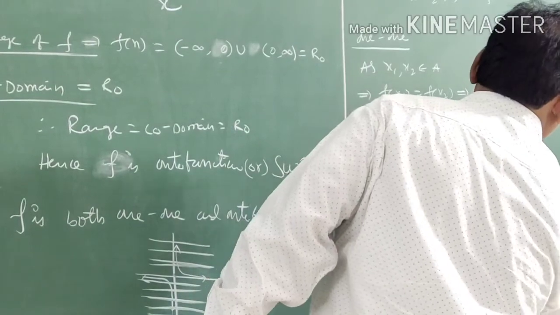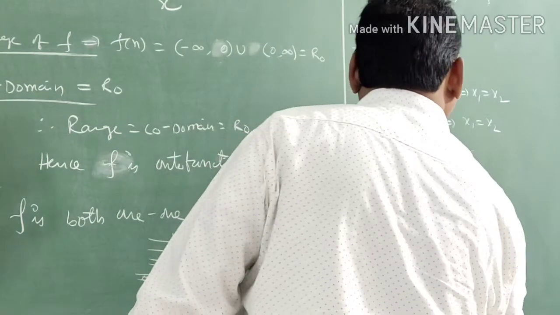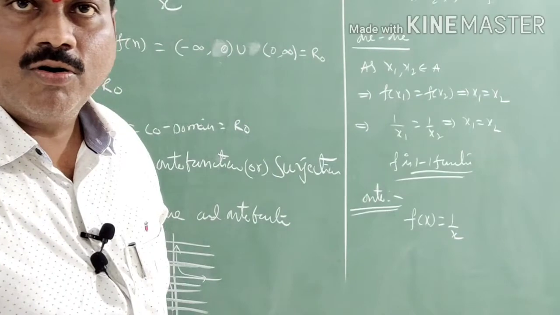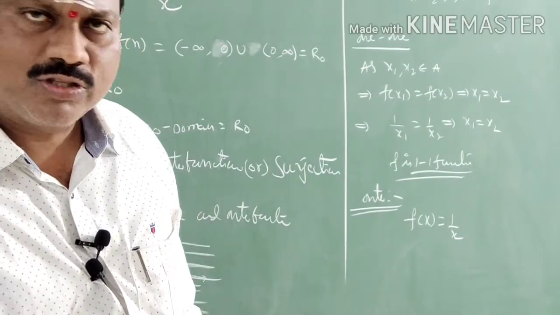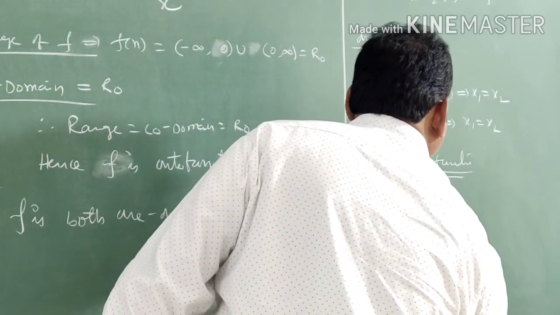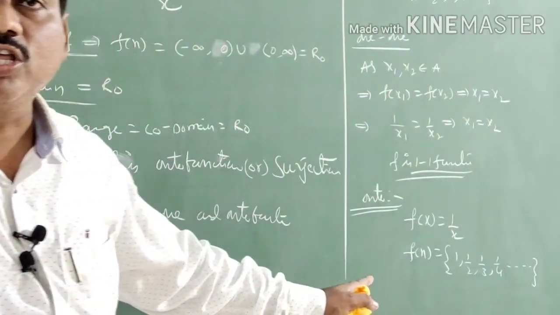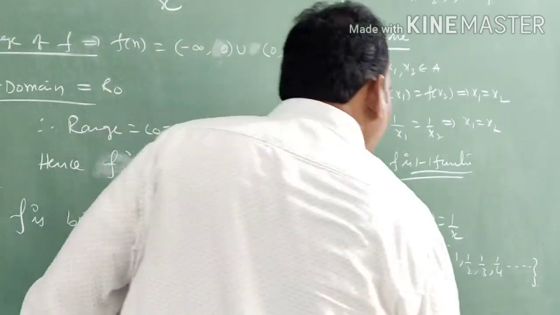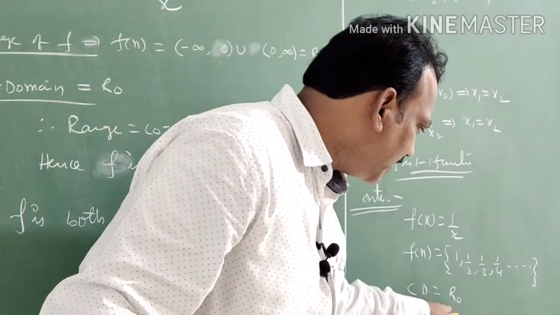Otherwise, as I told you in a short way, range should be equal to codomain. What is the range here? F of x is equal to 1 by x. Now, what do we substitute in the x place? All natural numbers, 1, 2, 3, 4 you can substitute here. What will you get? 1, 1 by 2, 1 by 3, 1 by 4 and so on. These numbers only you will get, correct or not, students? But the codomain is R naught. Are these two equal?